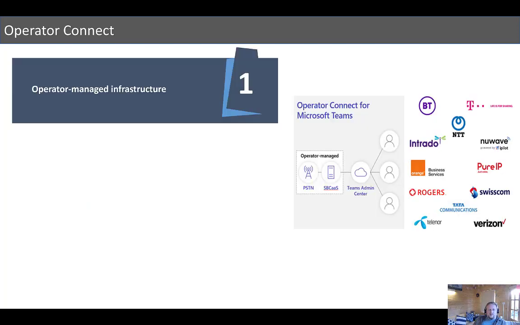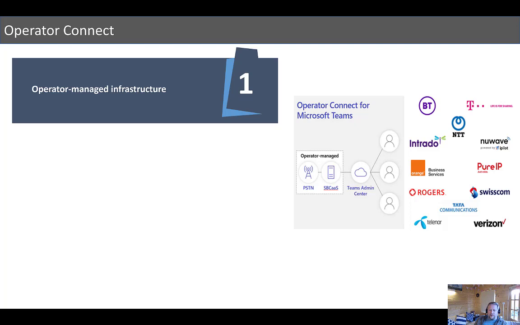So Operator Connect provides an operator-managed infrastructure. That basically means that the infrastructure and the connectivity, the software and the hardware are all managed by the carrier. So that's their connectivity back to PSTN networks. That's their SBCs that are handling all the core routing.